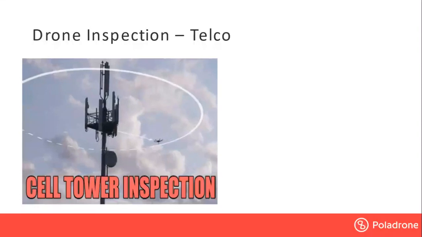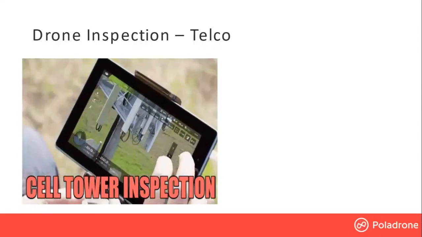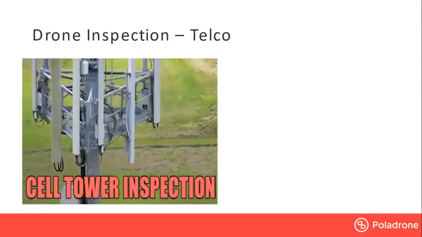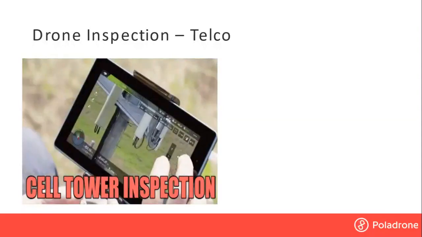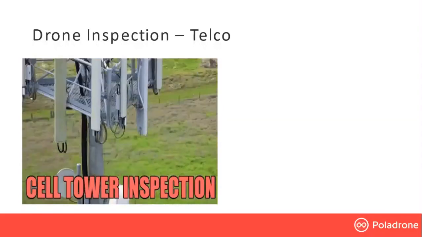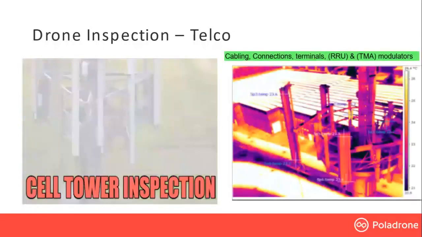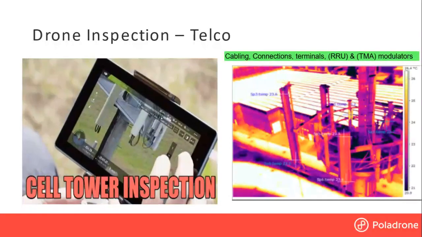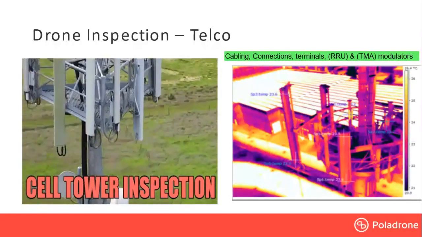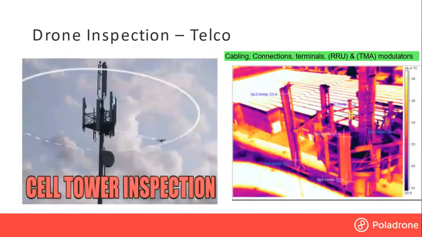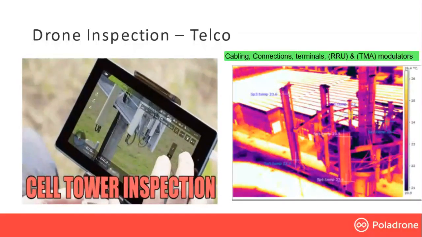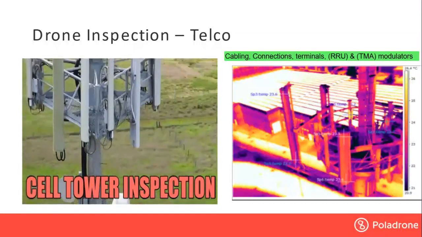The second one will be in the telco industry. By using drone thermal imaging, you can do cell tower inspections. You apply it with thermals and you can check the cabling, the connections, the terminals, or the RRU and TMA modulators. It can be presented in RGB view or in thermal view.